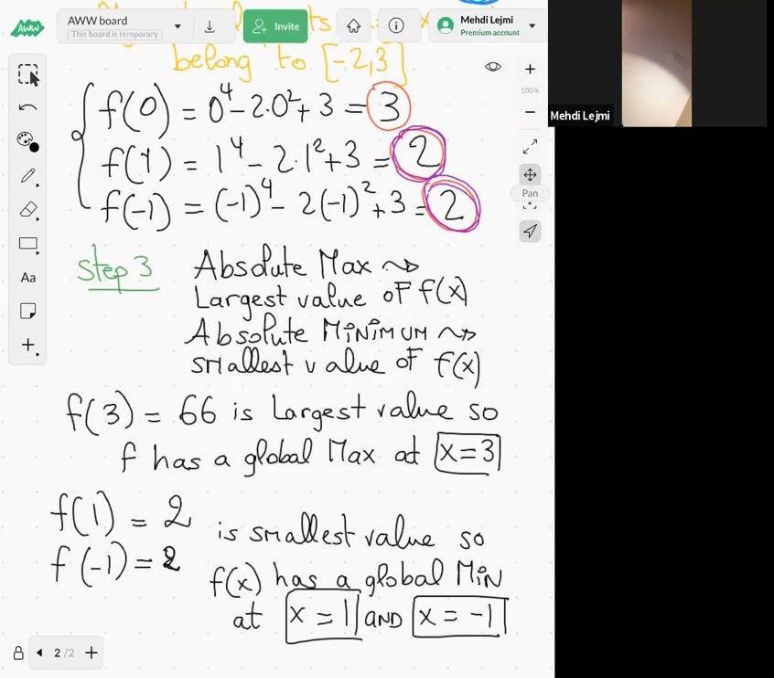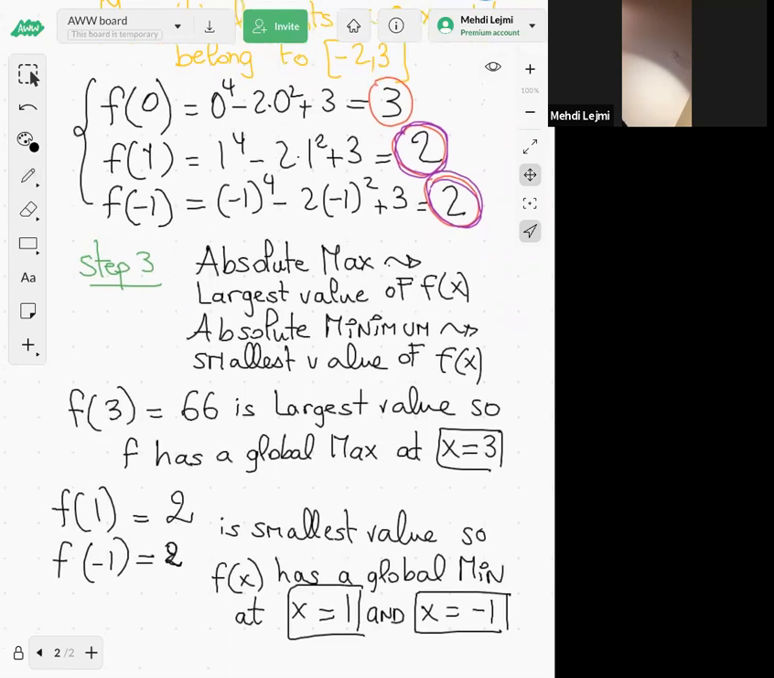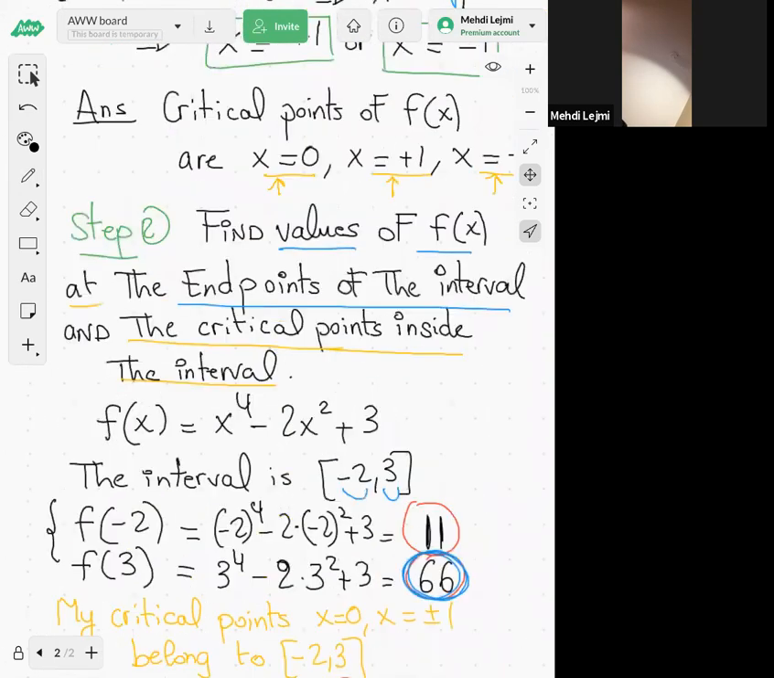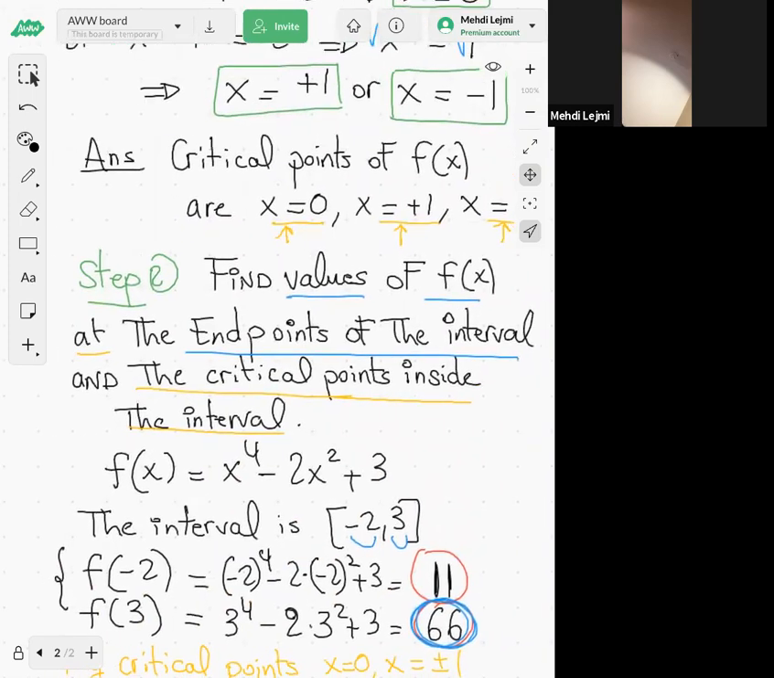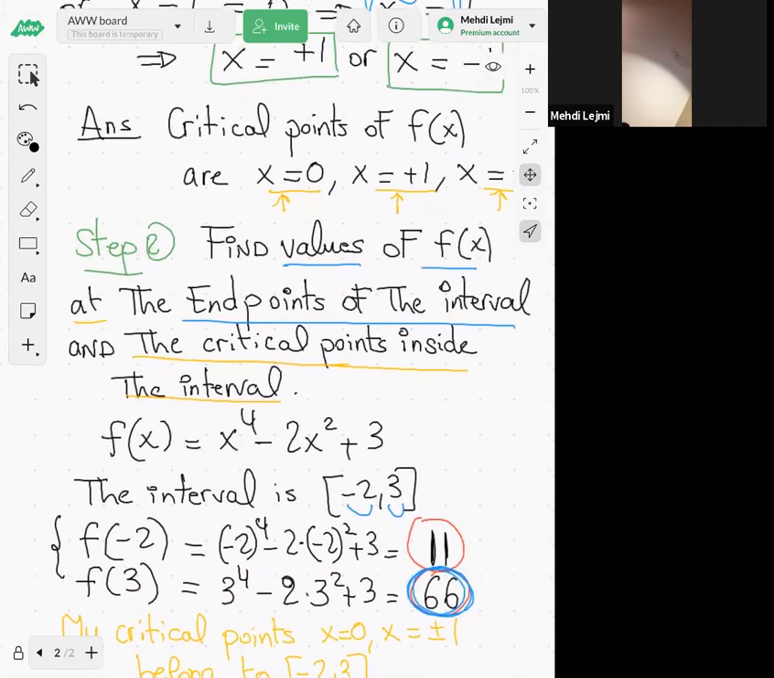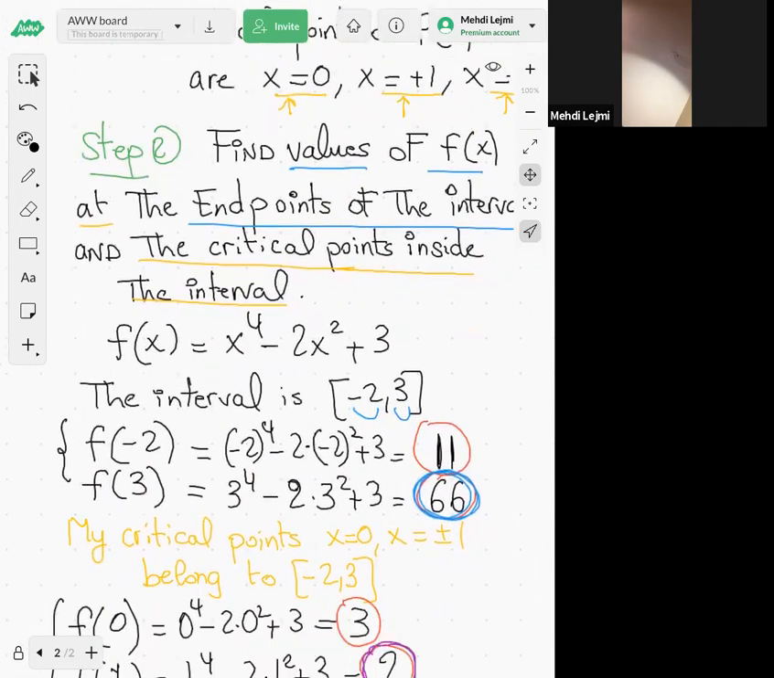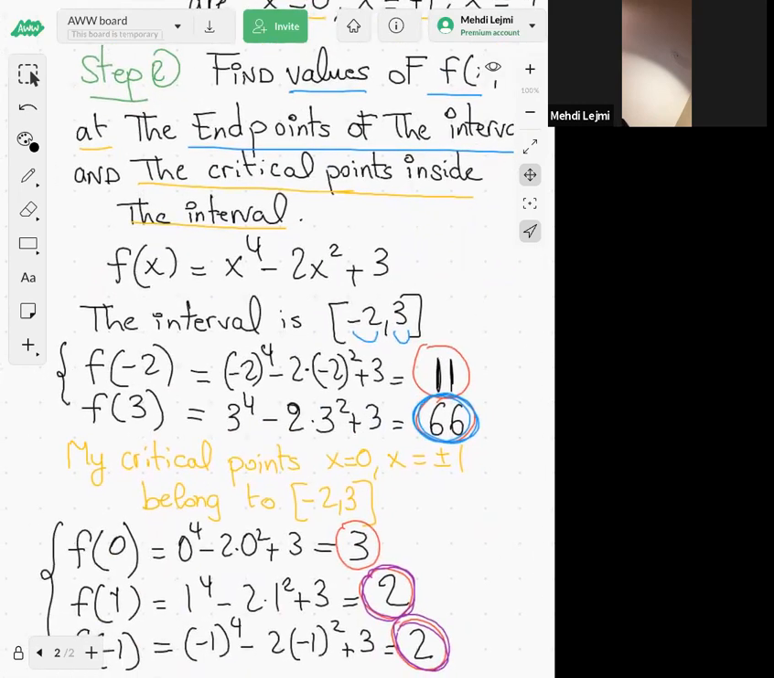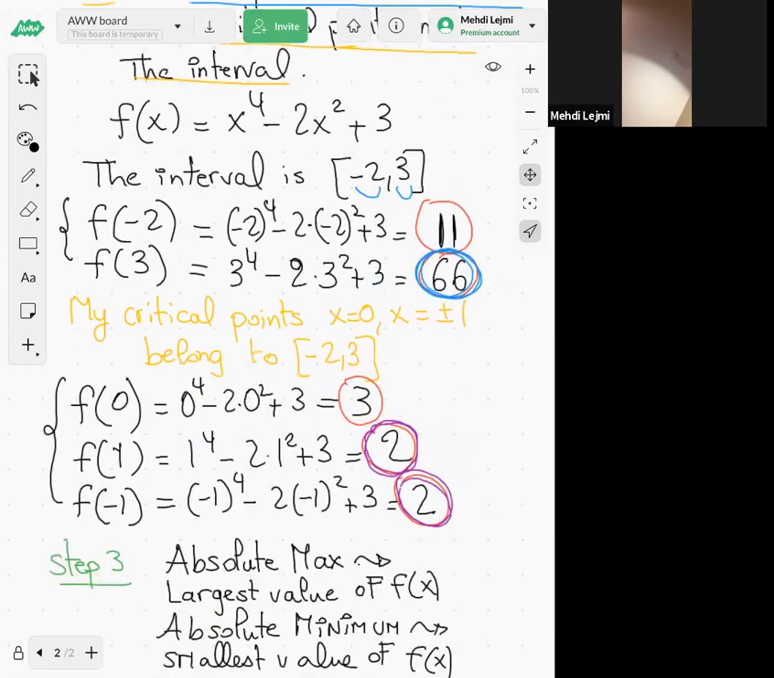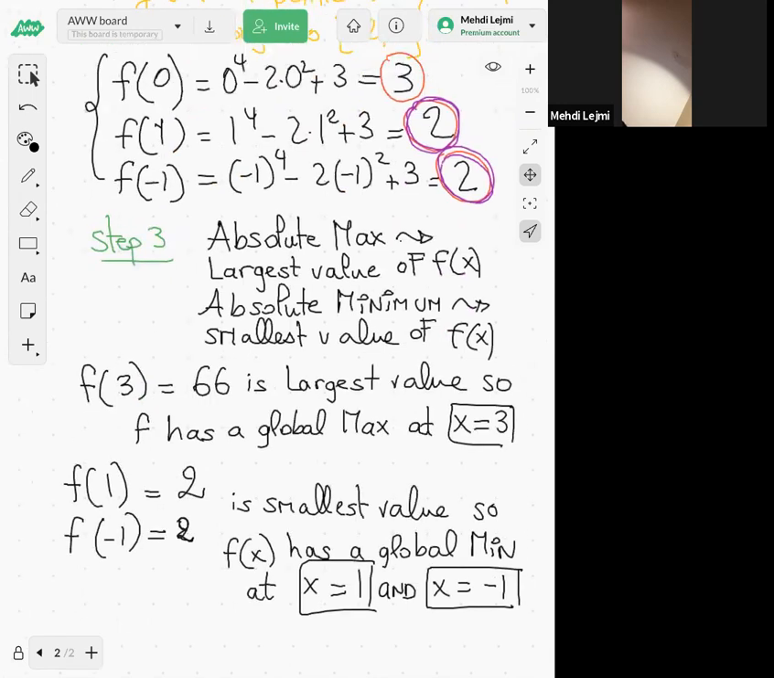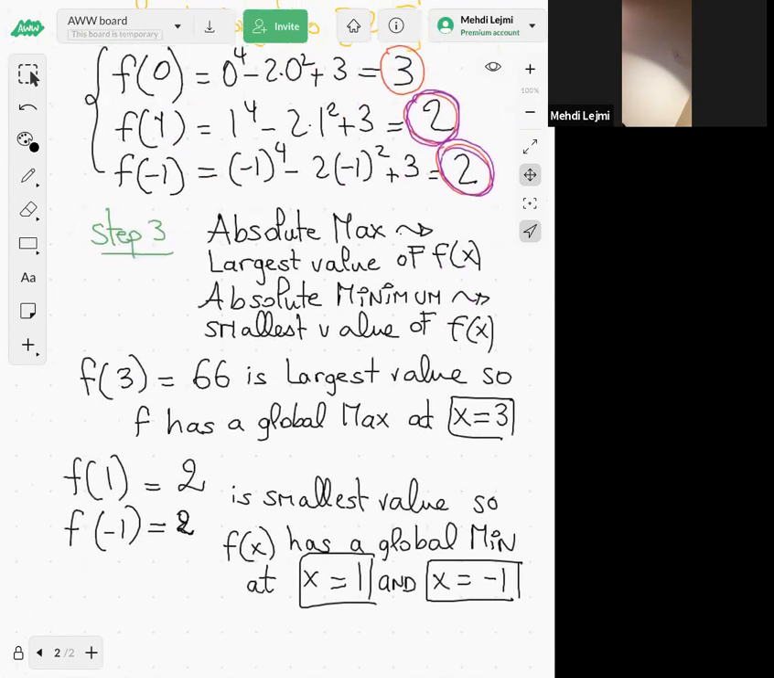Any questions, guys? So you see the three steps. Step 1, you find the critical points. And again, if you have a critical point, it doesn't mean that the point would be a maximum or minimum. Step 2, you have to find the values of the function at the endpoints and also at the critical points. And then you have to compare all these values, right? You compare them, and so you get your global maximum and global minimum.